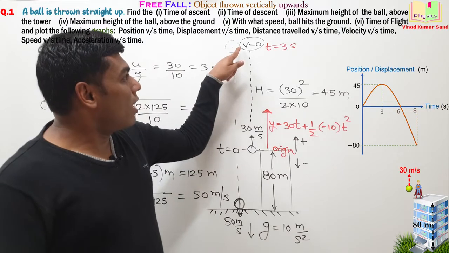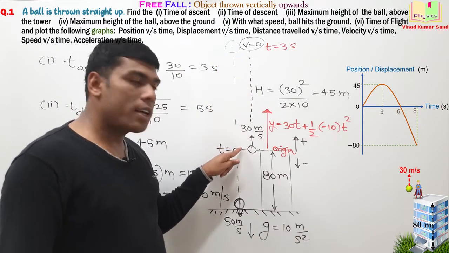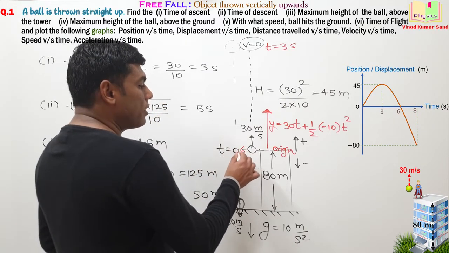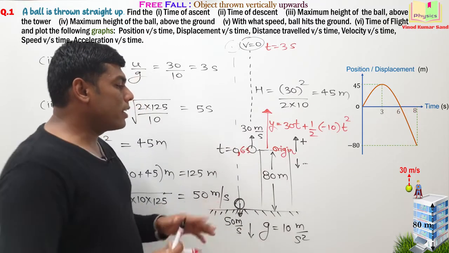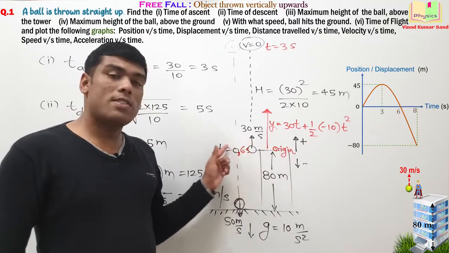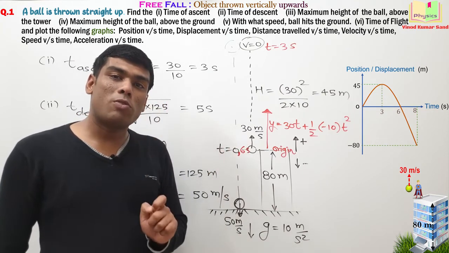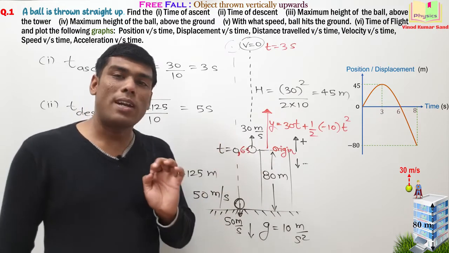Now, after t is equal to 3 seconds, it will fall back toward the ground. And t is equal to 6 seconds. Will it be at the same level? Do you agree? So at t is equal to 6 seconds, since the initial and final positions are the same, the displacement of the particle will be 0, or you can say the y coordinate of the particle is 0.